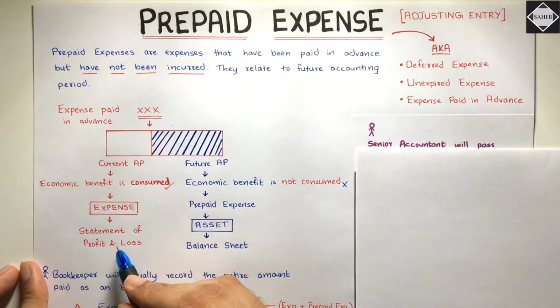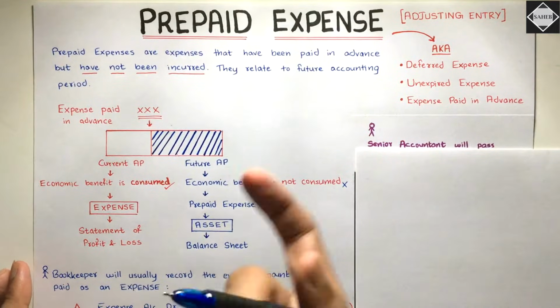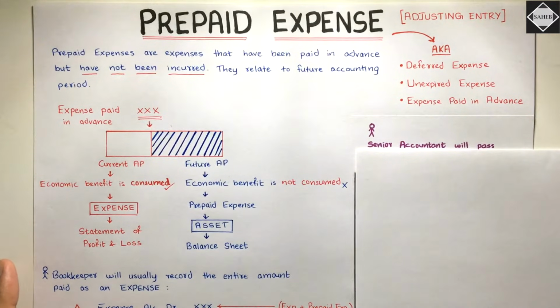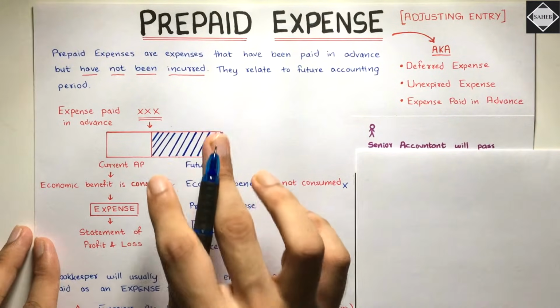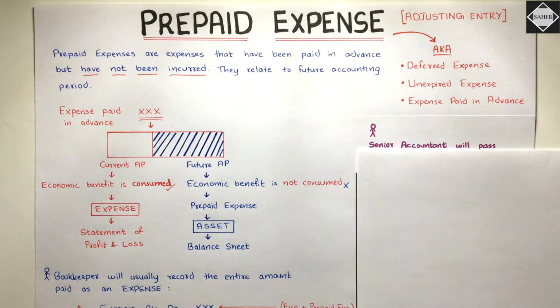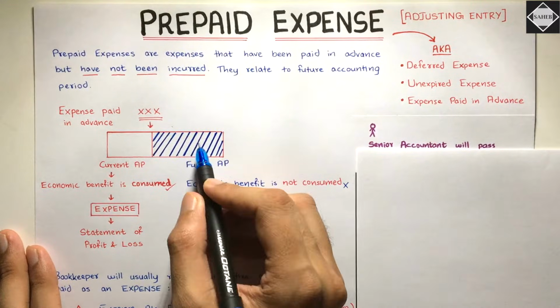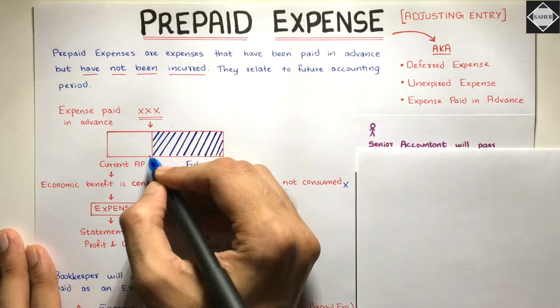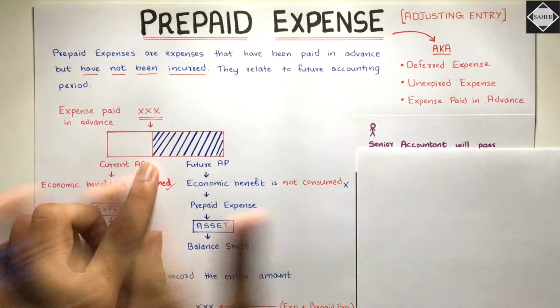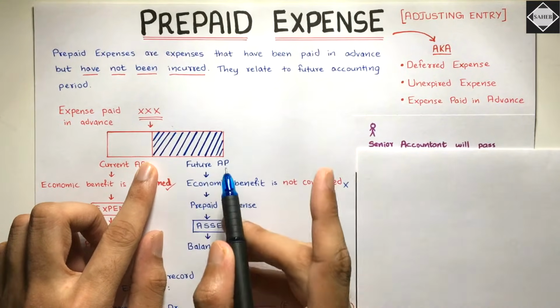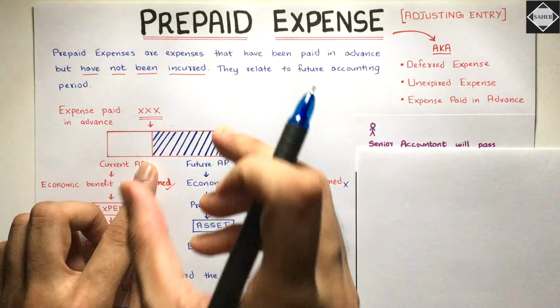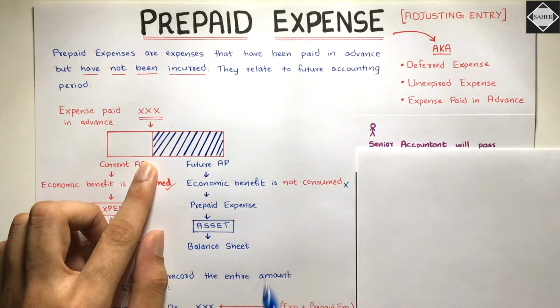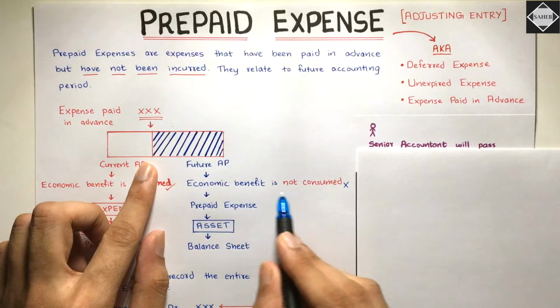And this expense will go where? In the statement of profit and loss, or income statement, or profit and loss account, if you're talking about a single owner business, right? What about the remaining 2 months rent which we have paid? Of course cash is decreased, yeah, but that is not our expense right now. Right now we are at the end of the first accounting period. Here we have not consumed any economic benefit of those 2 months rent which we have paid. They relate to future accounting periods. So this will be called prepaid expense. Why is that so? Because economic benefit is not consumed.